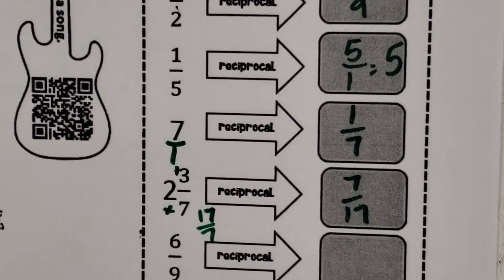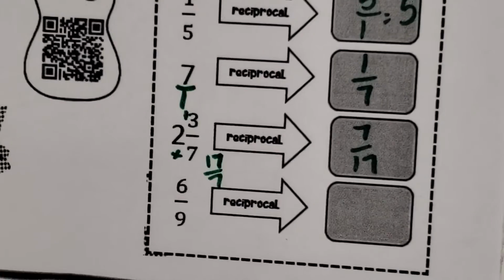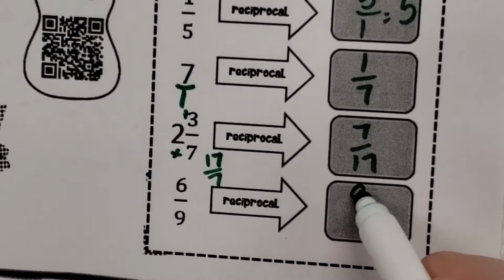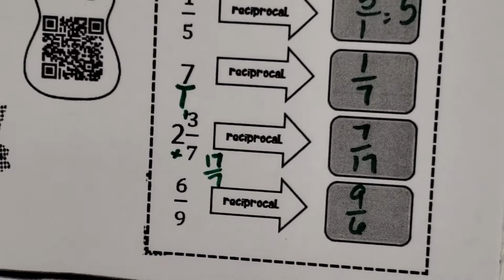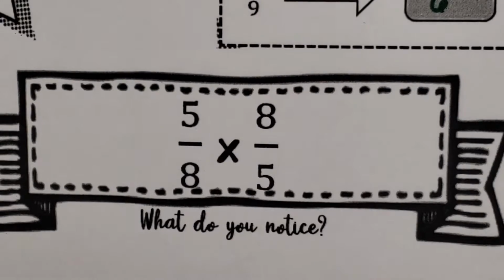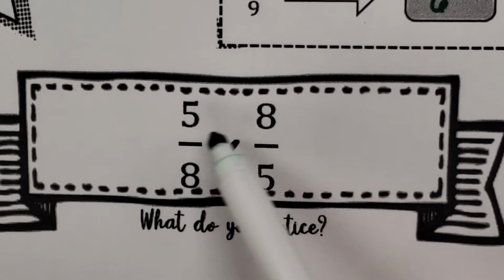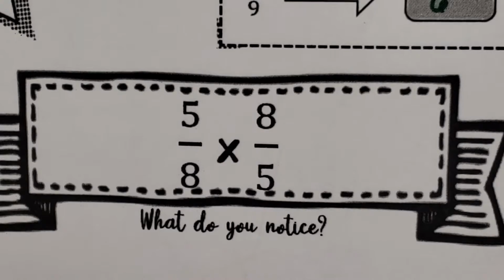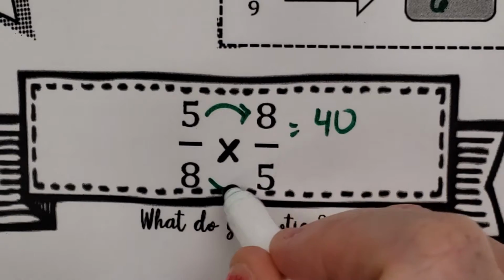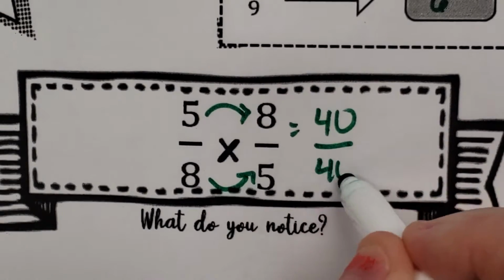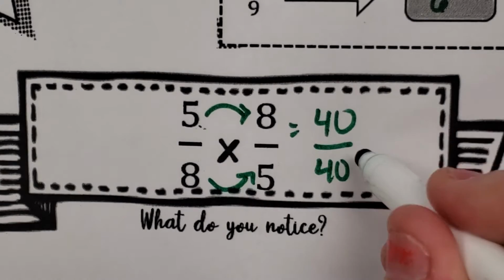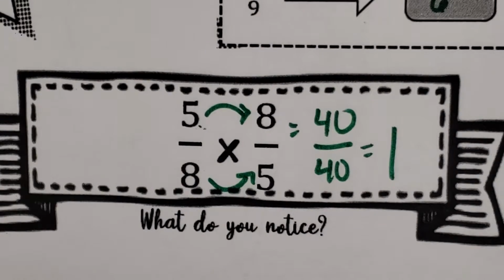I know these are going pretty fast. I'm just trying to help you get your notes filled out, and then we can do more with them tomorrow, okay? The reciprocal of 6/9 is 9/6. One last thing to notice down here on the bottom for this page: you take a number and you take its reciprocal and multiply them together. Well, 5 times 8 is 40. What's 8 times 5? 40. The product of any number and its reciprocal is always going to be 1. That's kind of cool.